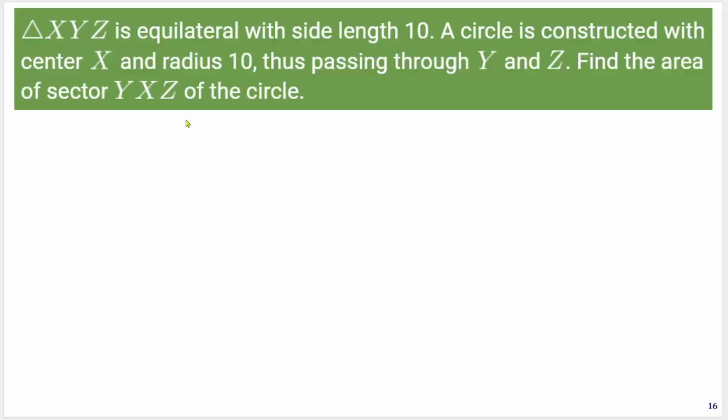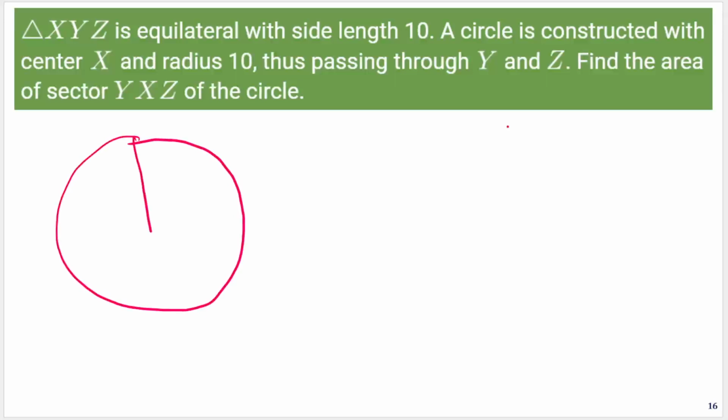Okay, if you don't have any question, let's consider another question here. Triangle XYZ is equilateral with side length 10. A circle is constructed with center X and radius 10, thus passing through Y and Z. Can you find the area of sector YZX of the circle? Let's draw a diagram to illustrate the question here. Suppose this is a point Y, this is a point Z, this is the center point X.